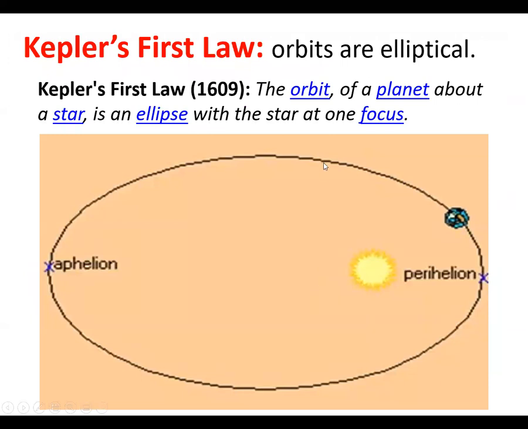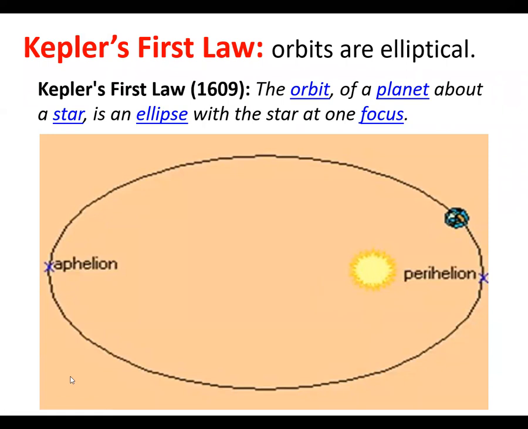Now, let's focus on Kepler's first law. Orbits are elliptical. The orbit of a planet around a star is an ellipse with the star at one focus. So this is the star. In this case, this is the sun and this is the Earth.